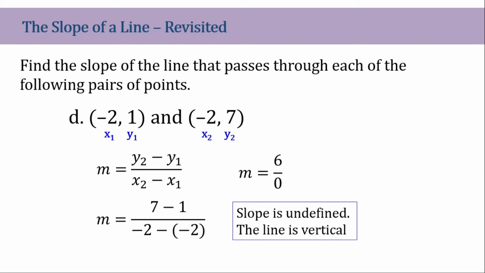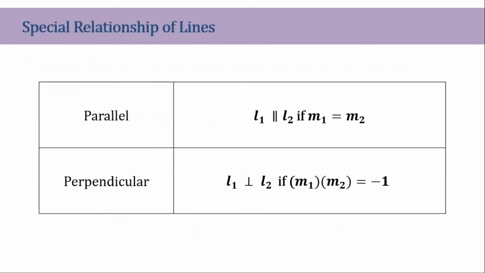Or some said that the slope is a vertical line, or the line is a vertical line. Okay, there are special relationships of lines that can be found using the slope. So if line 1 and line 2 are parallel to each other, then their slopes will be equal to each other. Again, if line 1 is parallel to line 2, then their slopes are equal.